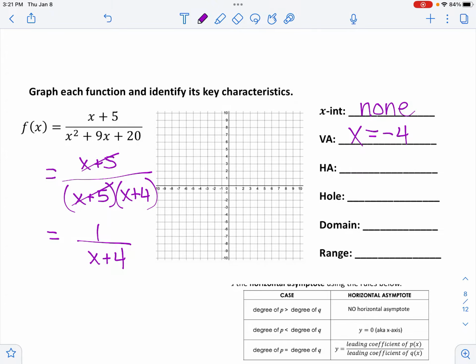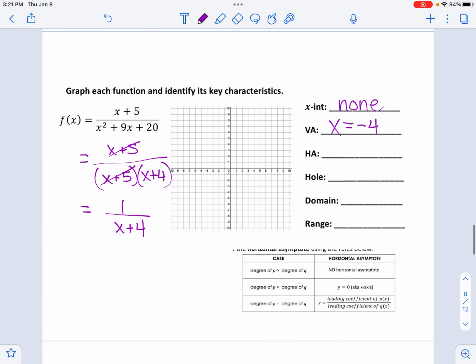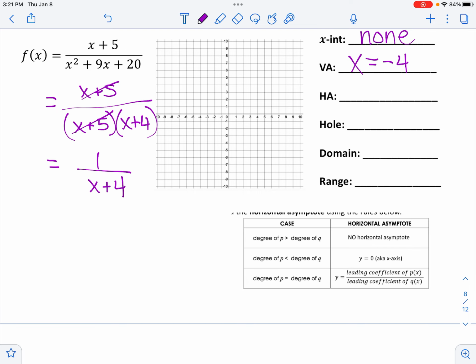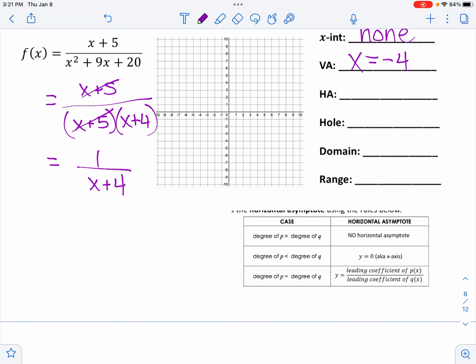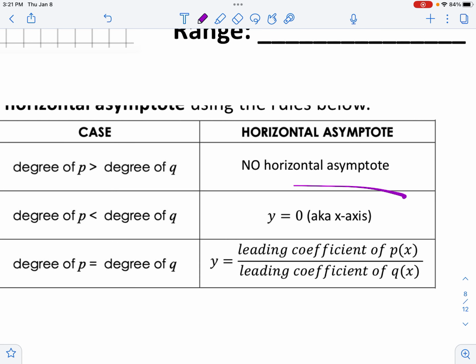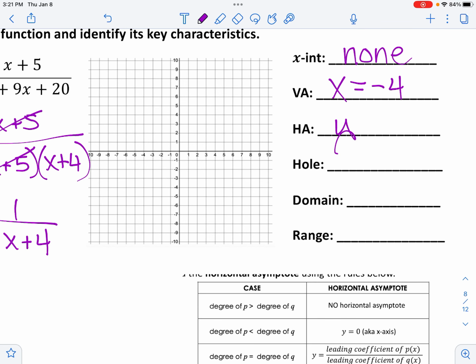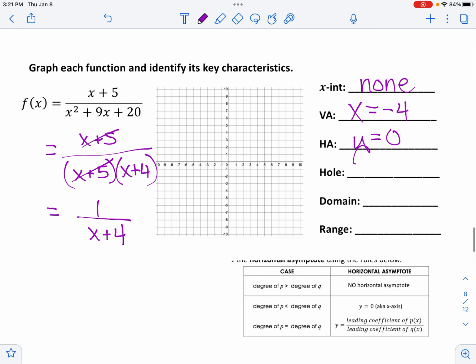Okay. My horizontal asymptote, I need to use this chart down here again. So the degree of the top is 0. The degree of the bottom is 1. Okay. So if the top, P, is less than the bottom, Q, your horizontal asymptote here you can see is y equals 0, also known as the x-axis. So I'm going to write y equals 0. Okay. Now I'm going to sketch these in here right away.